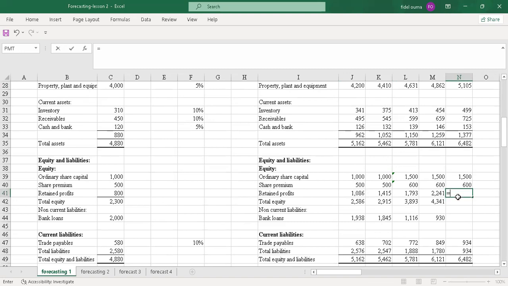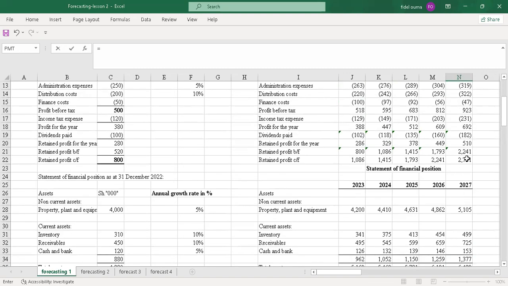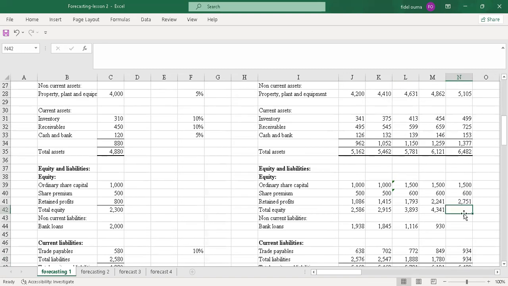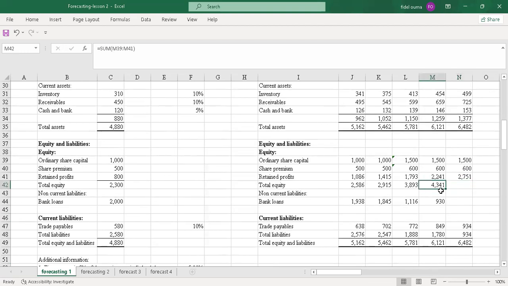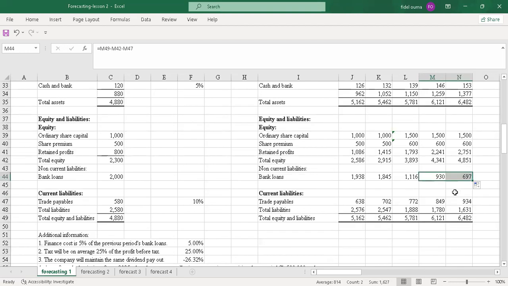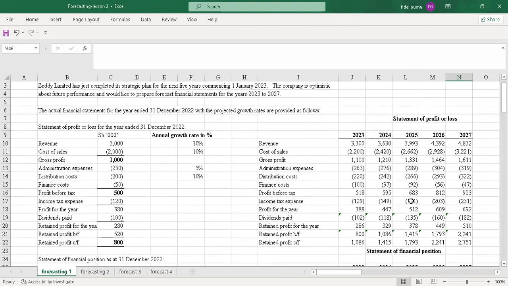Just say equals to that. So that's the retained earnings. And with that now, when I drag, it will give me the total equity. As you can see, this is 934 total liabilities. But when I drag, it will change. It's now 1631. So with that, you are done. You are done with that question. You are done with forecasting.